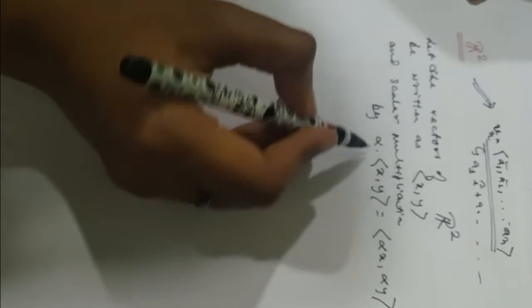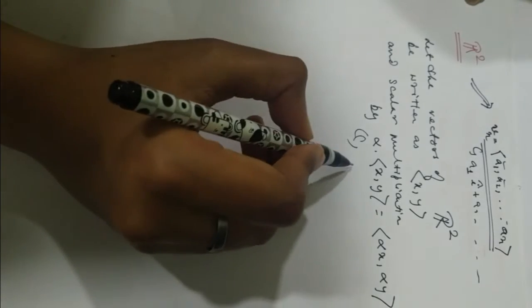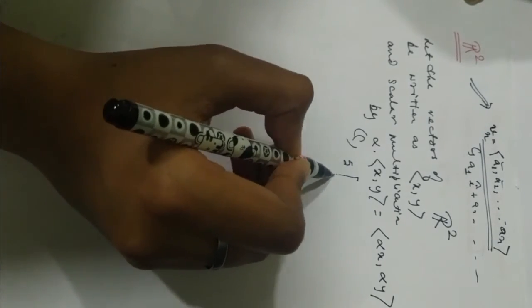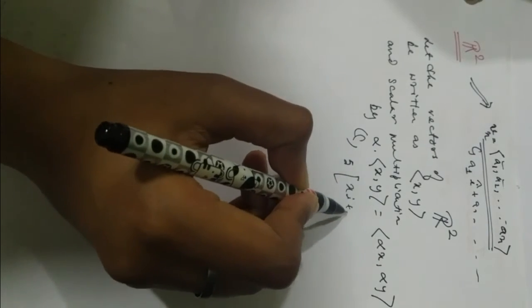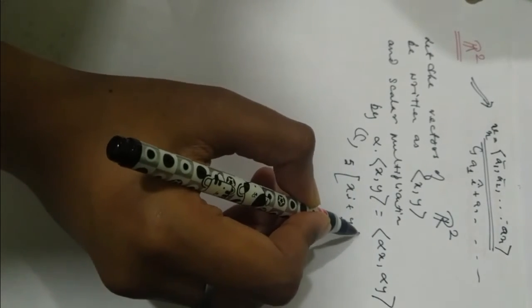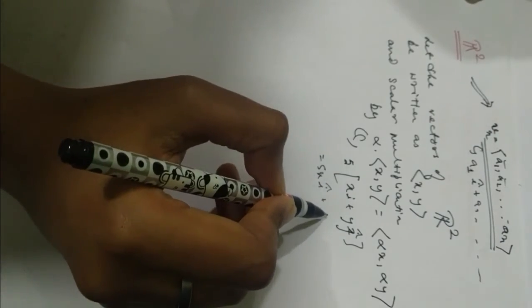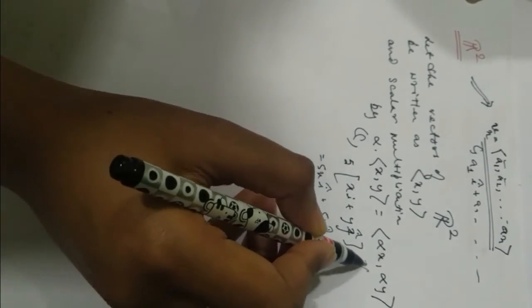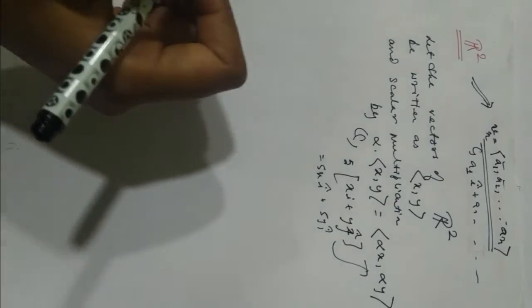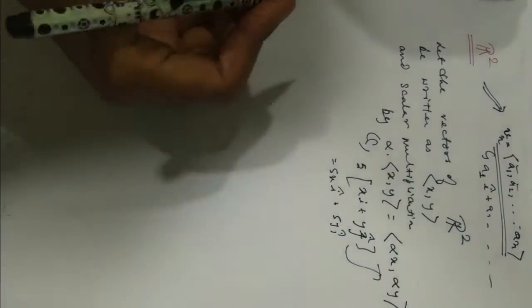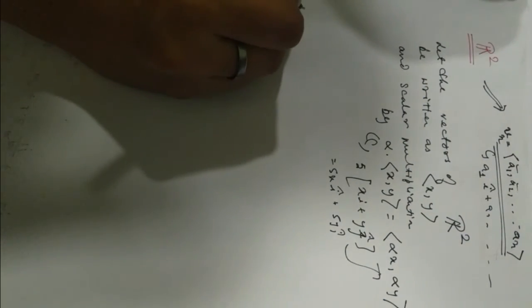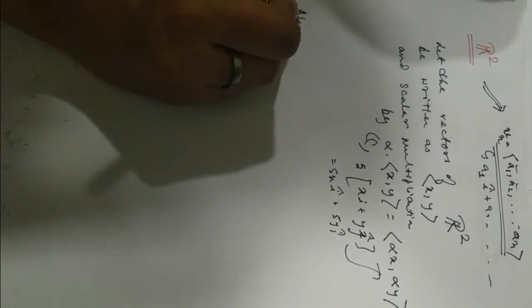You all know this. Say it is a vector, scalar 5 times x i cap plus y j cap. So it is nothing but 5x i cap plus 5y j cap. So that is what I have written over here, right? Just in a different notation. Okay, so now we will prove the axioms.